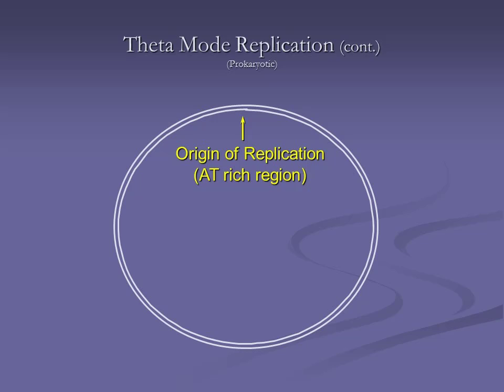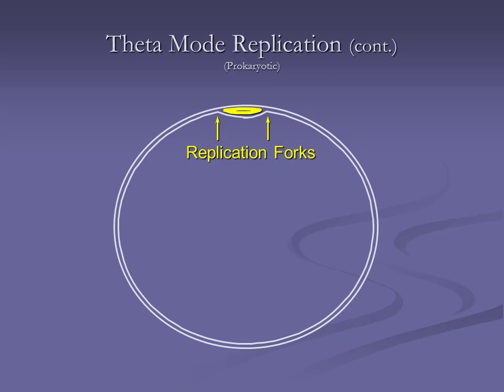So at our AT-rich ORI, we're going to form a bubble. And again, this is facilitated by enzymes, a collection of them. And we're going to start naming them as we get into our eukaryotic replication. But we have enzymes that unzip the DNA. There you can see our right and left replication forks. We begin to create brand new DNA, which is encoded in yellow.